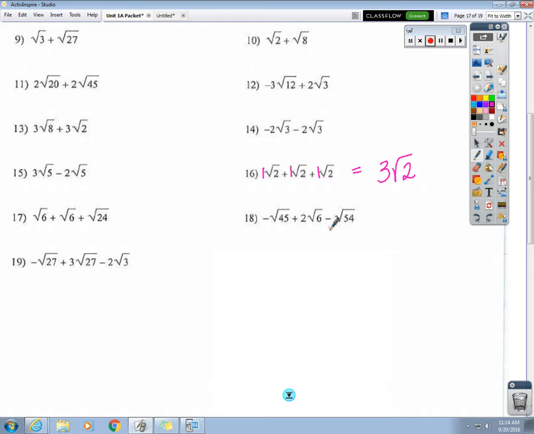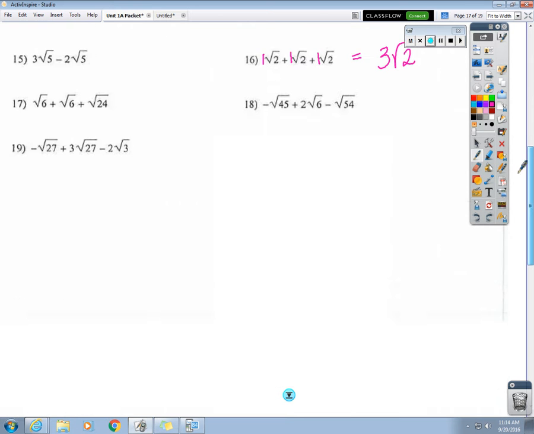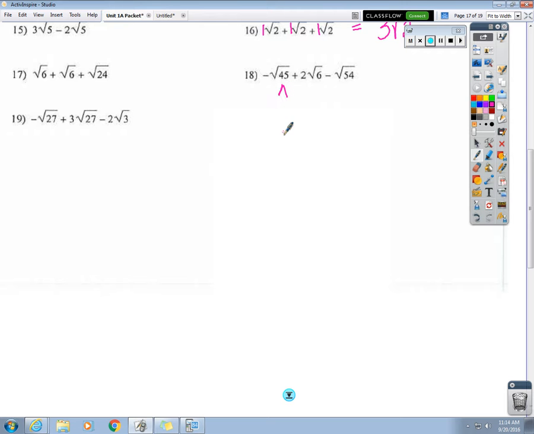I know that all of you are capable of factoring the 45 into a 9 and a 5, which would then become a 3, a 3, and a 5. You would circle the 3's, kill 1, kick 1 out, the 5 goes back inside.